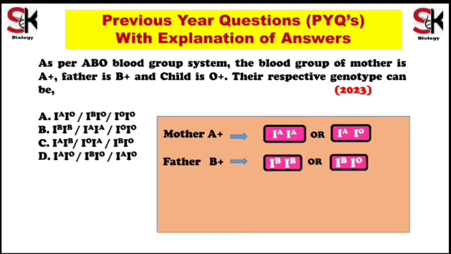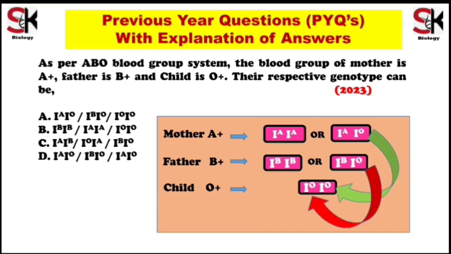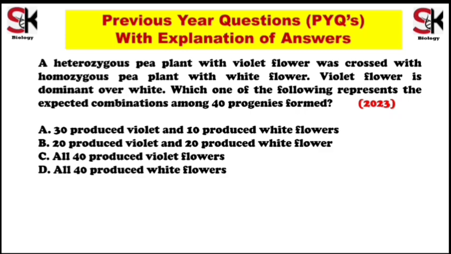Now they have said that child is O+, which is possible only in recessive condition. So these recessive alleles, child got one from mother and one from father. So the only option which can transmit this recessive allele is heterozygous father and heterozygous mother, which will give rise to a homozygous recessive child. And that option here is A option. So answer is A. Next question.